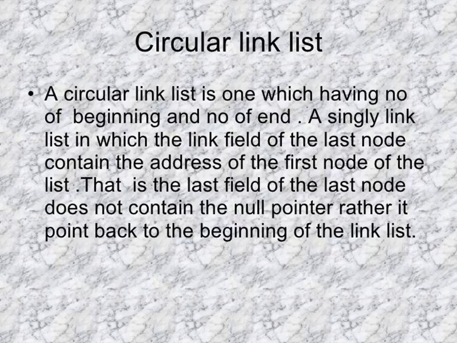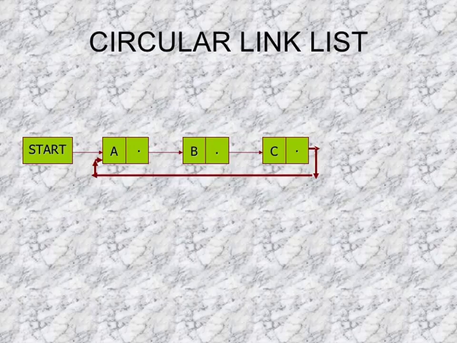And circular linked list means already I have given. Normally in the single linked list, the link field of last node is filled with null. But in the circular linked list, the link field of the last node is filled with first node, not null pointer, that is filled with first node or beginning node. See here circular linked list. Here I have taken A, B, C nodes.